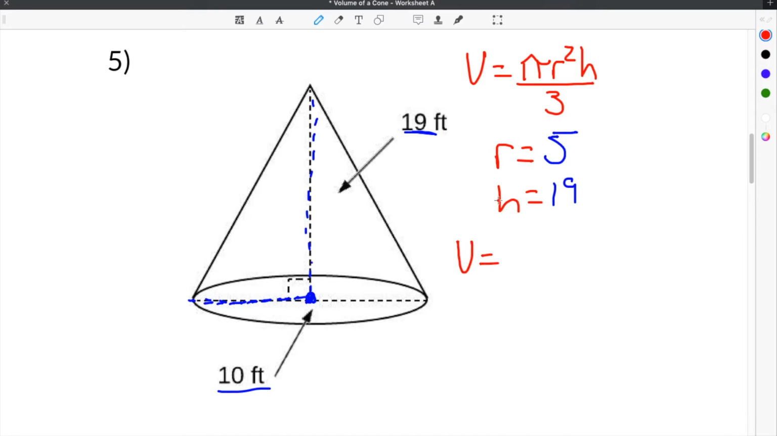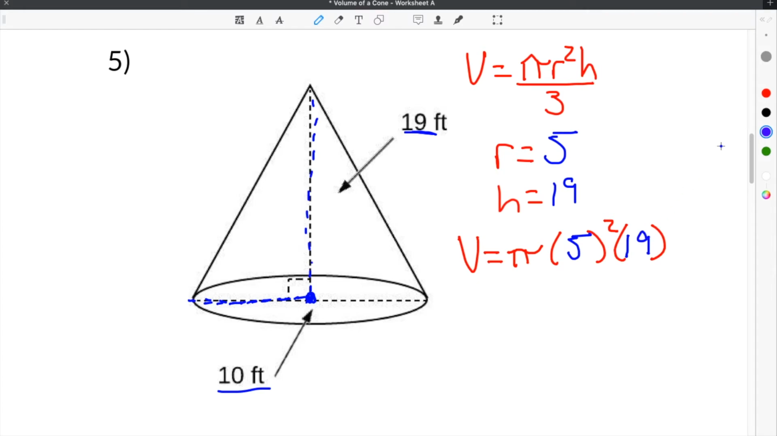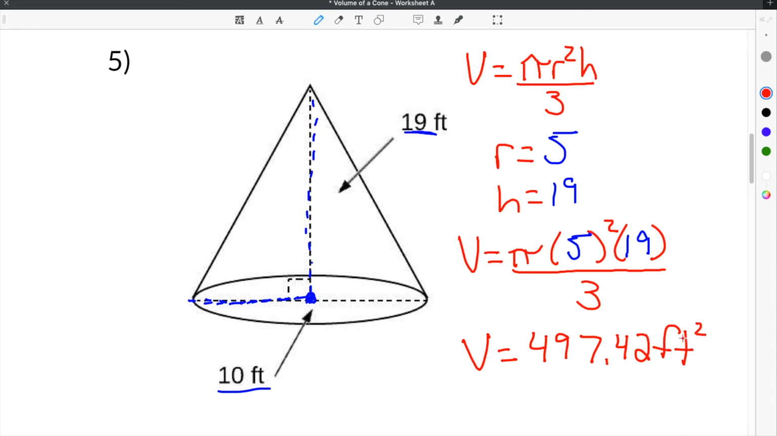We're going to take our volume formula and substitute in radius and height. So we know the radius is 5, so that goes in for r. And then we know the height is 19, so that goes in for h. And then we have to divide everything by 3. So we're going to multiply all of this together, then divide it by 3. We will get 497.42, and then our unit is feet cubed.